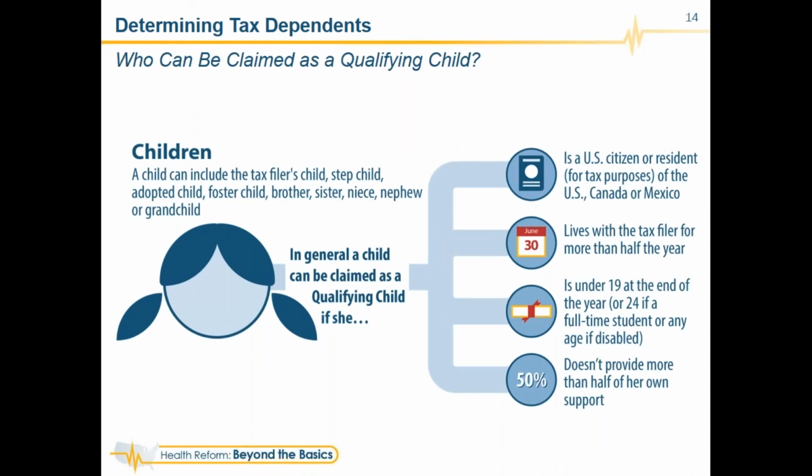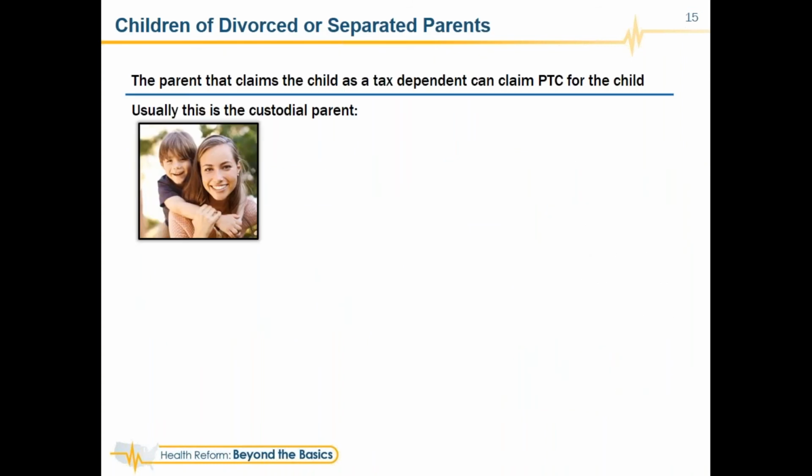The child has to be under age 19 at the end of the year, or under age 24 if they're a full-time student. The child can be any age if disabled. So you could have, for instance, an adult who is caring for their adult brother with a disability, who is 45 years old. Well, that brother would still be considered to be a dependent if all the rest of the tests are met for the purpose of this. And the child can't provide more than half of her own support. So that means we're going to be looking at the income that the child has, which is often none.